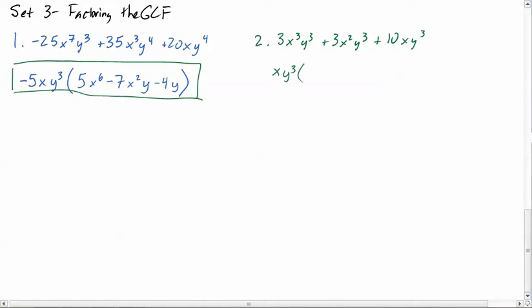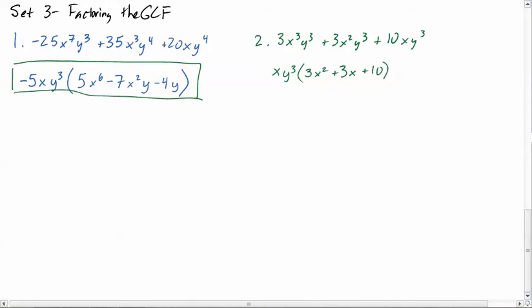So x y to the third, which leaves me with 3, because 3 divided by 1 is 3. X to the third divided by x is x squared. Then we'll divide it out of this one, so I'll have plus 3. X squared divided by x is x. The y to the third comes out. And then last of all, I've got 10 divided by 1, so that'll be 10. X divided by x cancels out, and y to the third divided by y to the third cancels out, and so we're left with this.